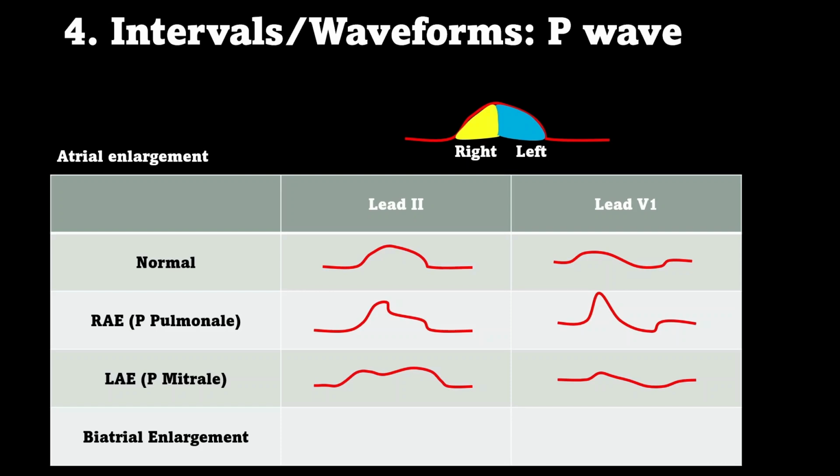Now we talk about our biatrial enlargement. You combine all the criteria from our left and our right atrial enlargement to call something biatrial enlargement. In lead 2, it will have that camel hump morphology, but the first hump, where the right atria depolarizes, will be more peaked in comparison to the left atrial enlargement. And V1 will have an initial positive deflection of at least 1.5 millimeters.